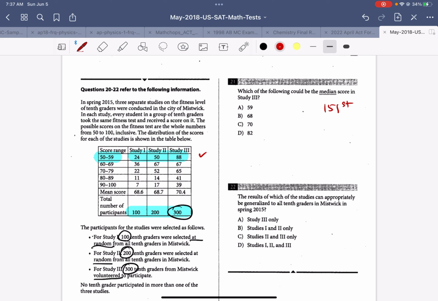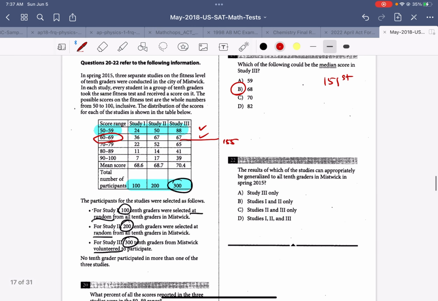So here's 88 people, and you add the 67. So let's see, 88 plus 67. So up to here, you have 155. So when you put in order, the 151st one is located here. So any score possible between 60 to 69. So the answer is B then. The 151st one is located between 60 to 69 in this data.